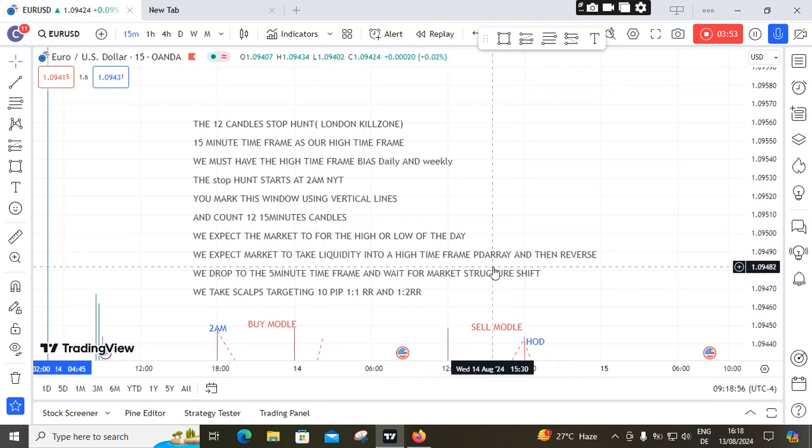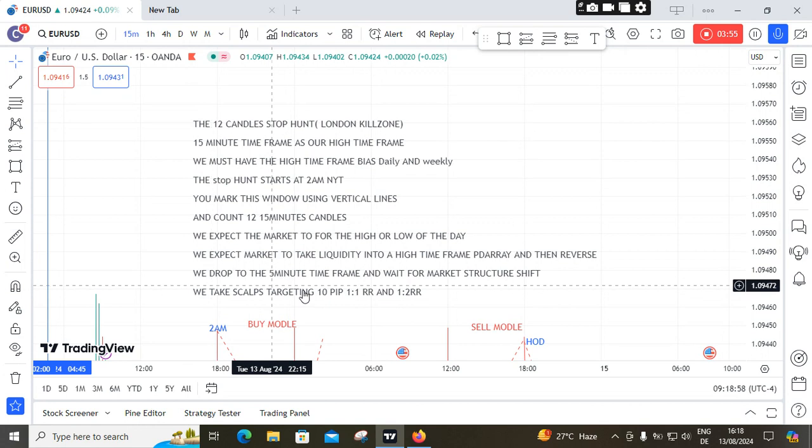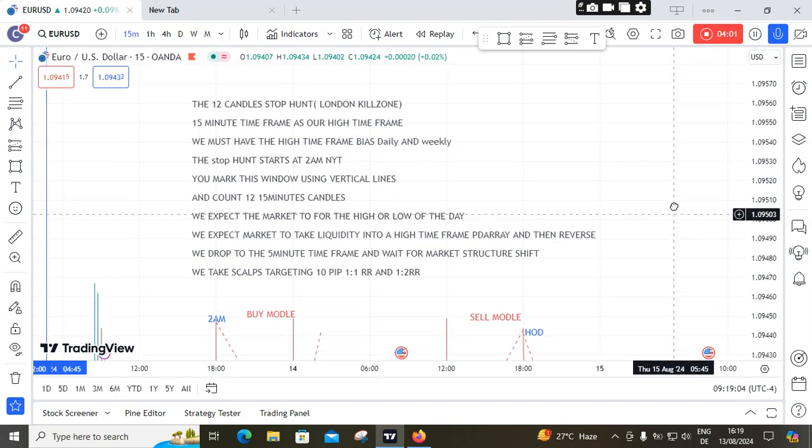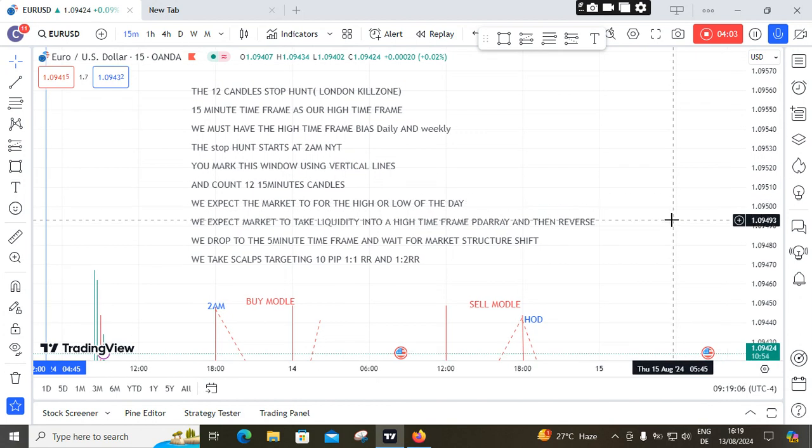So when the liquidity is taken, we drop to the 5 minutes time frame and wait for the market structure shift. So the market structure shift, we have to see the change of character on the 5 minutes time frame. Then price must come back into the range of the 5 minutes time frame after the change of character to retest it, and then that is when we enter the market and scalp.